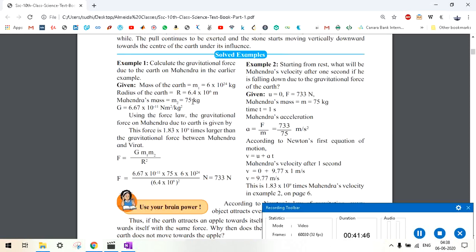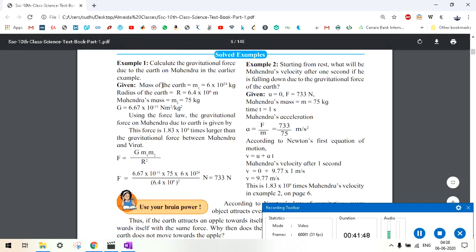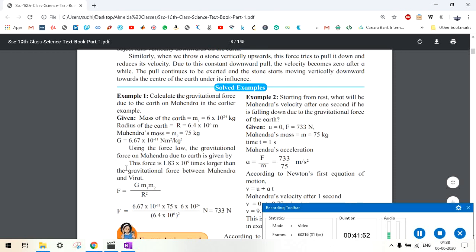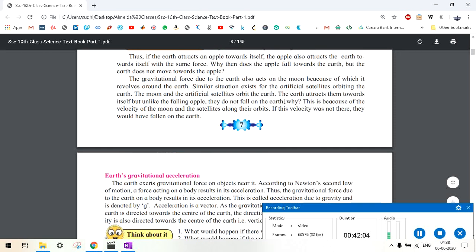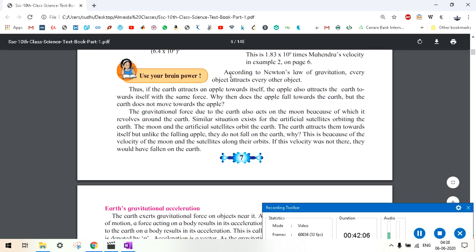So this is again a question on gravitational force. Mass is given, radius is given, the other mass is given, and what we have to do is simply put in the values. You can see G, m1, m2. You must remember the mass of Earth because they will not tell it, so it is very important that you remember it. Now let us understand this.